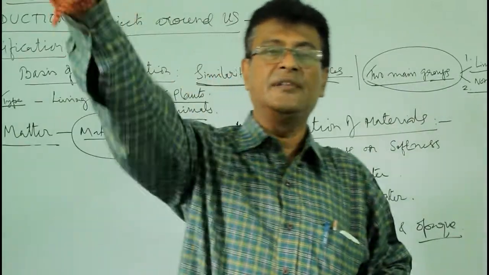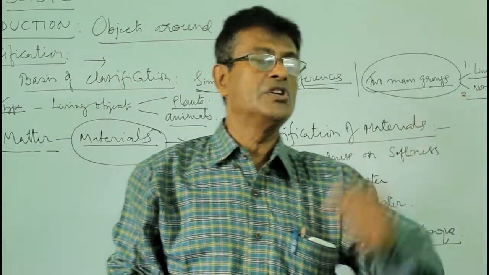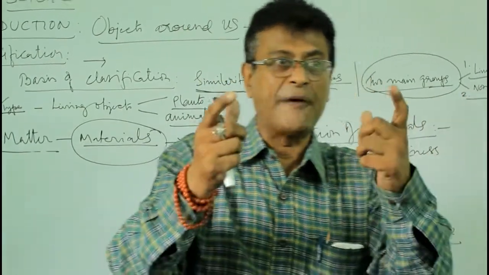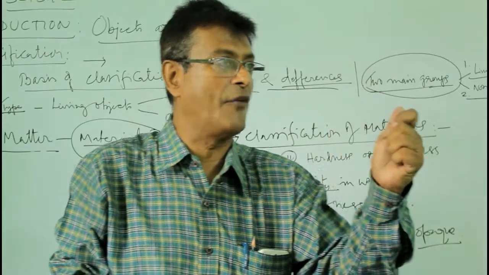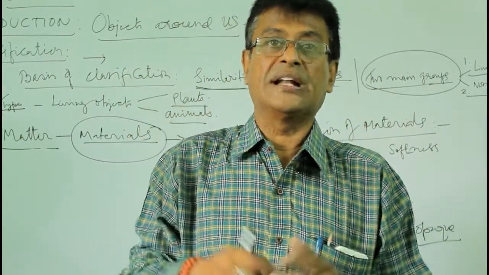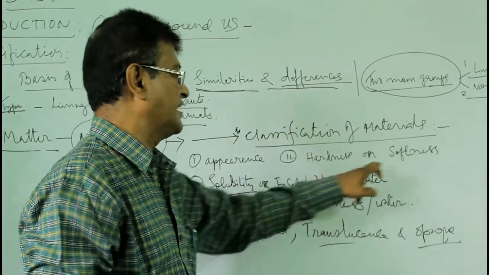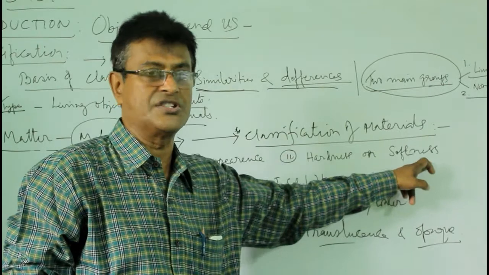You have been given a piece of stone, or else you have been given just a loaf of cotton. You press them, the loaf of cotton is soft, while the piece of stone is hard. So that is what? The hardness and the softness of the material. The materials are classified by hardness and softness.